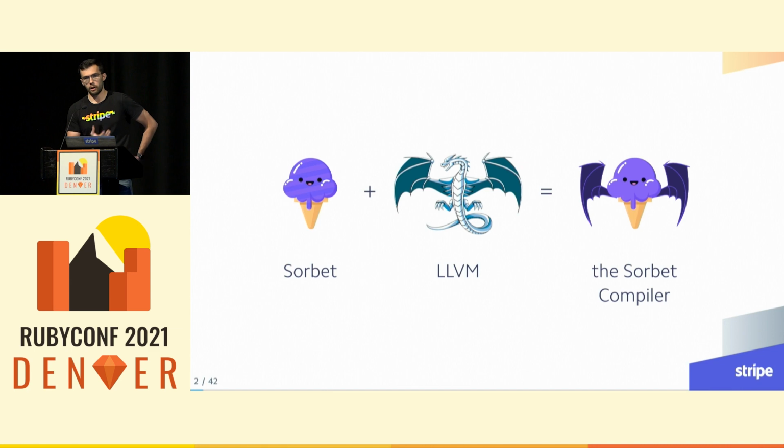I have to apologize here because I'm a compiler writer, not a graphic designer. I tried to put some wings on our Sorbet logo to make a dragon, and it came out looking like a Sorbet. So anyway, we do have stickers of this logo, and you can come grab some from us after the talk.